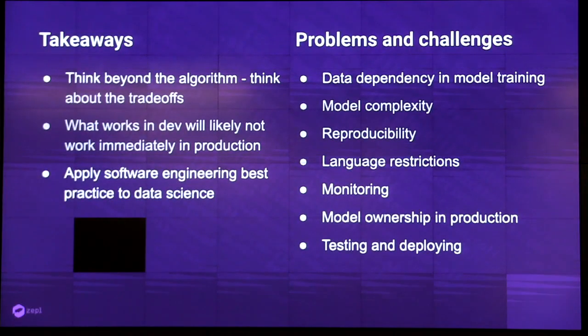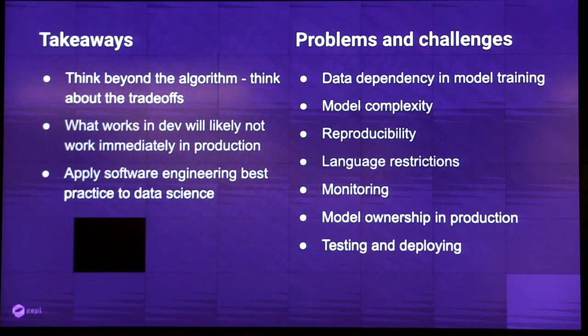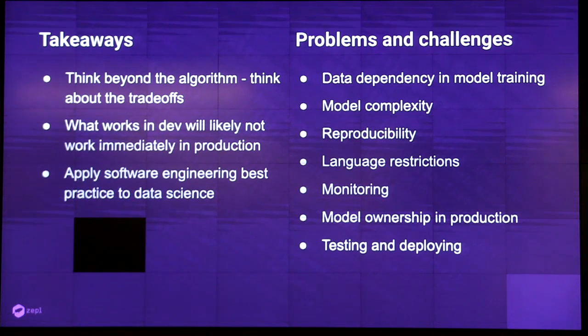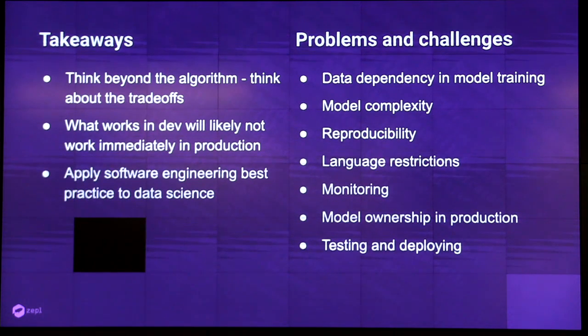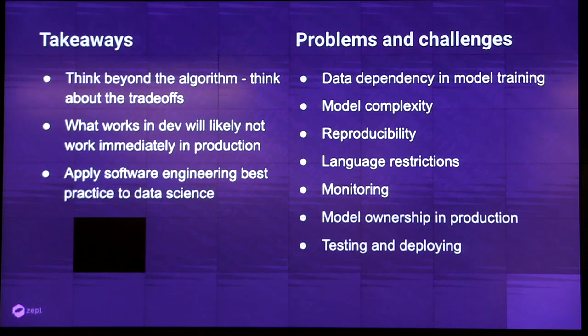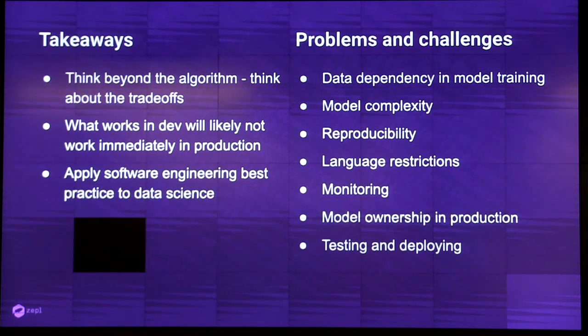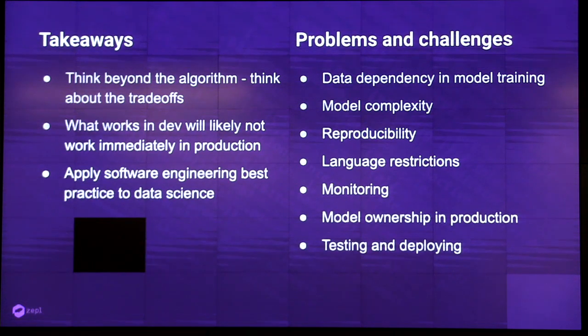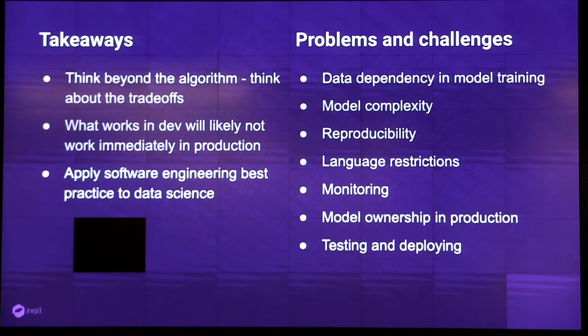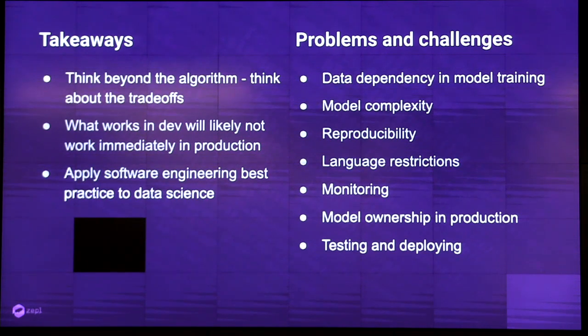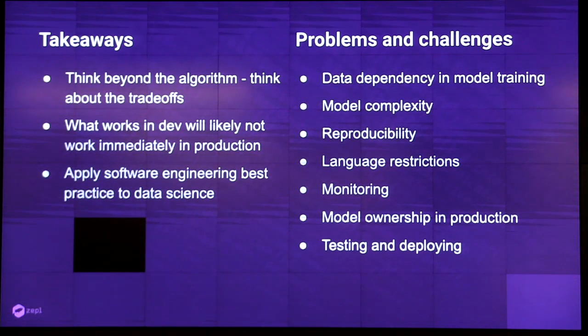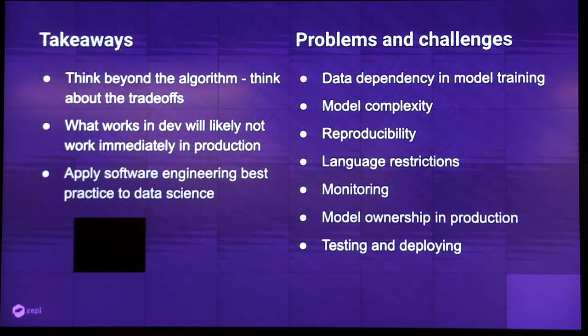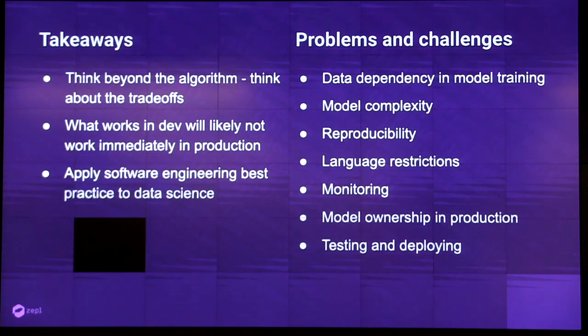Great, so just the key takeaways from our talk. Think beyond the algorithm. Think about the trade-offs, especially as you move to put your model to production. What works in development will likely not work immediately in production, so move quickly to get a couple of cycles and get that feedback quickly. And ultimately, try to apply some of those software engineering best practices to data science.